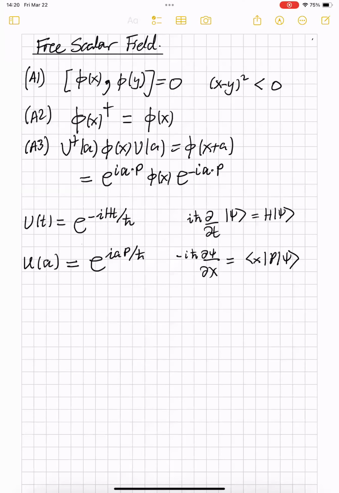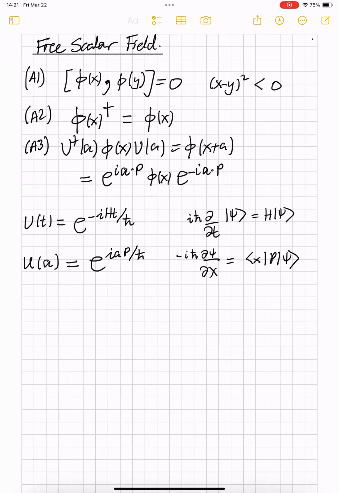Just finished discussing translations. Let me just make one comment. Time translations were the exponential of minus iHt over h bar. Space translations were the exponential of plus iap over h bar. So there's a sign difference in the exponential. I just want to stress that that sign difference in the exponential is rather easy to understand.